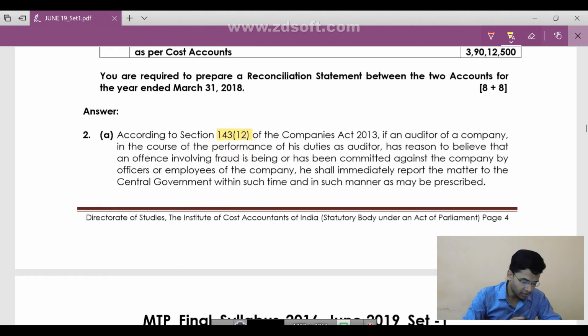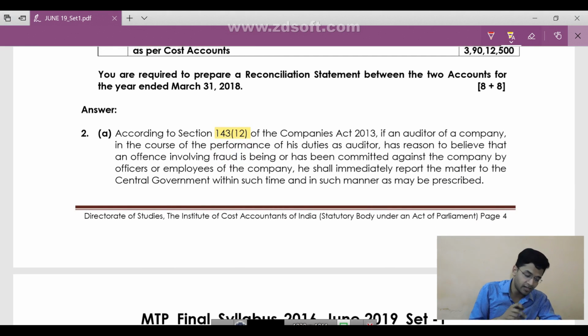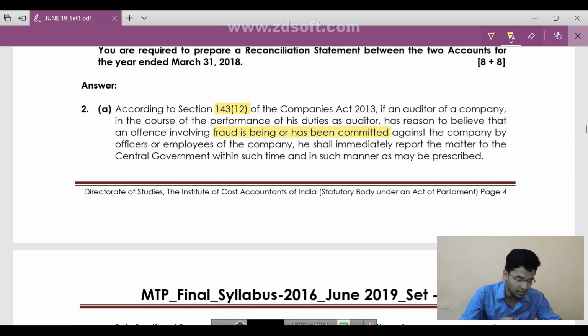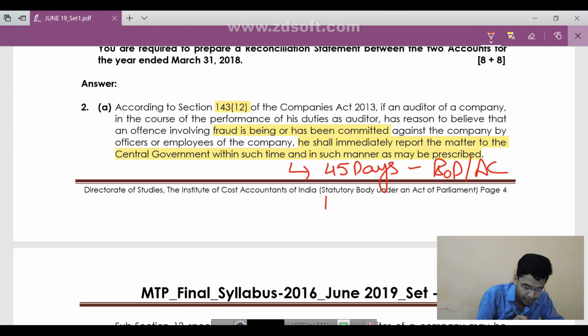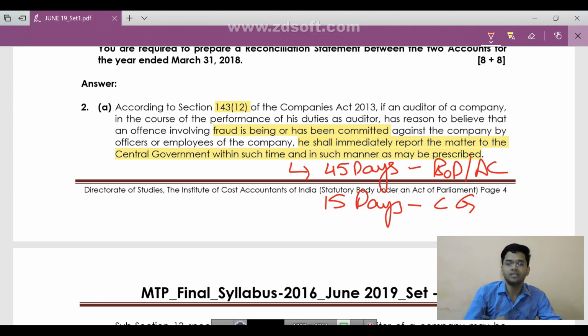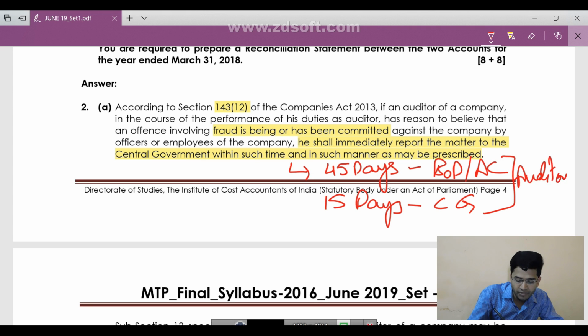that if an auditor of the company, in the course of performance of his duties, has reason to believe that an offence involving fraud is being committed, then he shall submit his report on the matter to the central government within such time and in such manner as prescribed by the statute. And the manner prescribed is that 45 days is to be given to the board of directors or the audit committee, and within the next 15 days the report should be submitted to the central government, and the entire onus is on the auditor to perform these two activities.